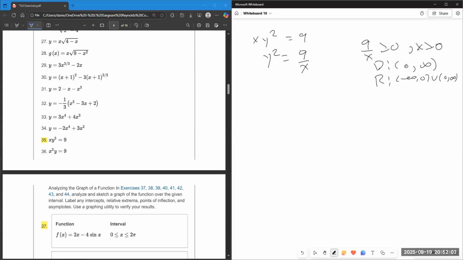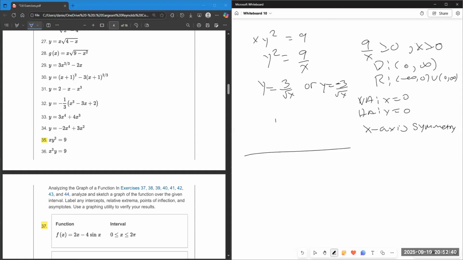So I'll have a horizontal asymptote at y equals 0. Vertical asymptote x equals 0. Horizontal asymptote y equals 0. And this is going to have x-axis symmetry since it's y squared. So let's look at what the top half would be, y is equal to 3 over root x, or y is equal to negative 3 over root x. Let's graph this piece first and then use symmetry.